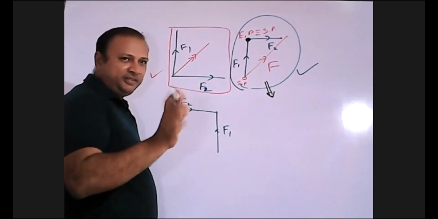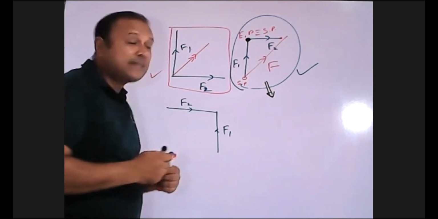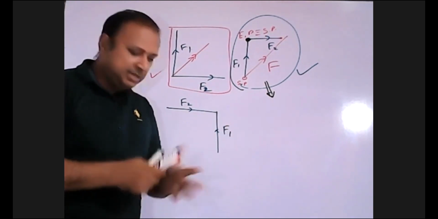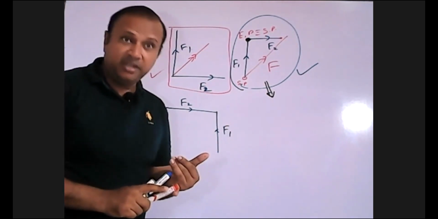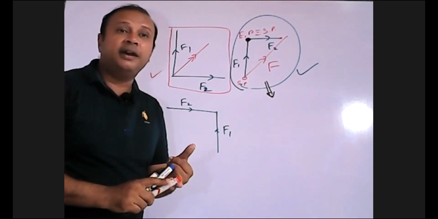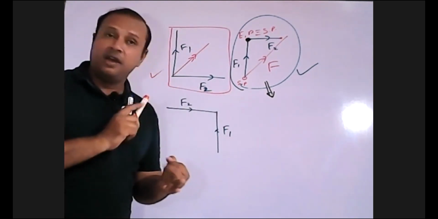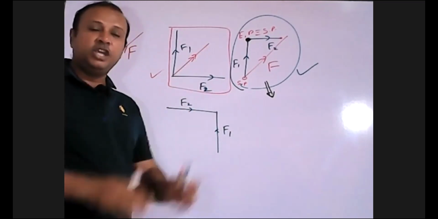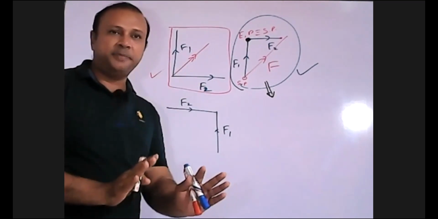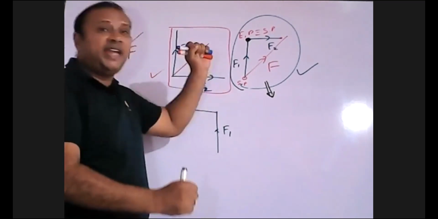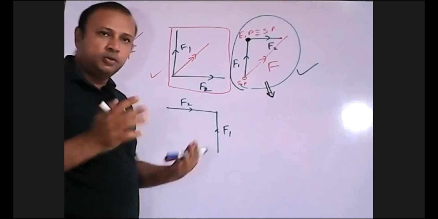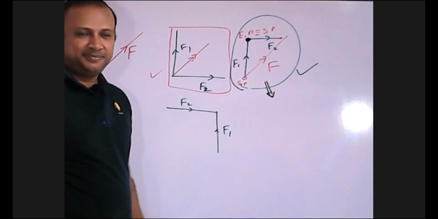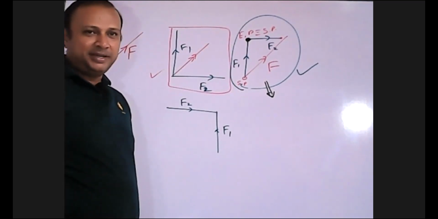Without changing anything, I can slide these two vectors. Without changing means I won't change the direction, I won't change the line of action, and I won't change the point of action. Keeping all these things the same, I can slide one or two vectors to get this kind of figure. How to do that?